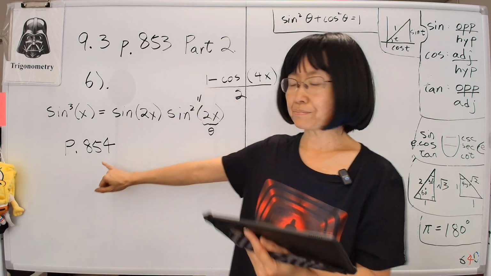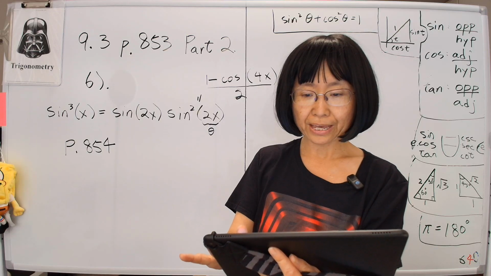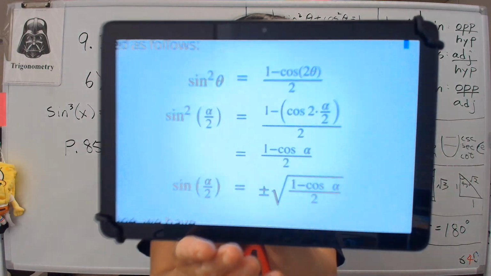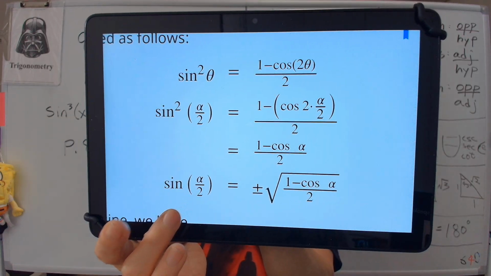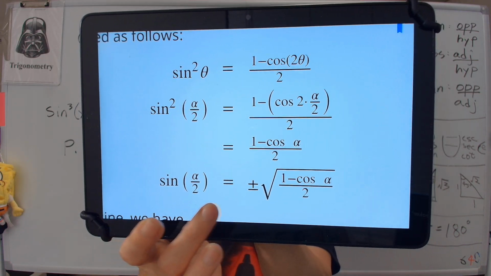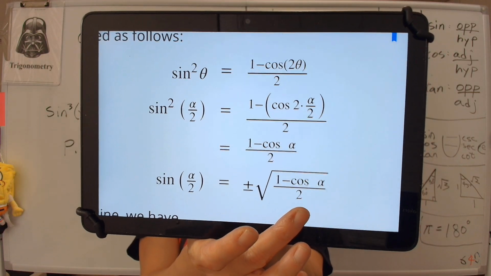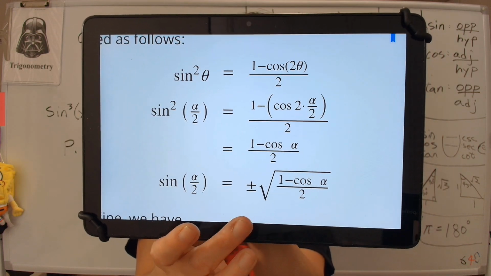On page 854, we're going to derive a formula at the very top of the page. You might see something like this. We're going to derive this formula: if alpha is an angle, then sine alpha over 2 equals the square root of 1 minus cosine alpha over 2. Now, how are we going to derive that?